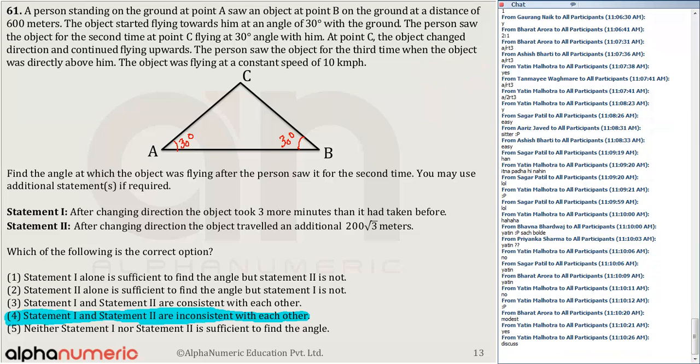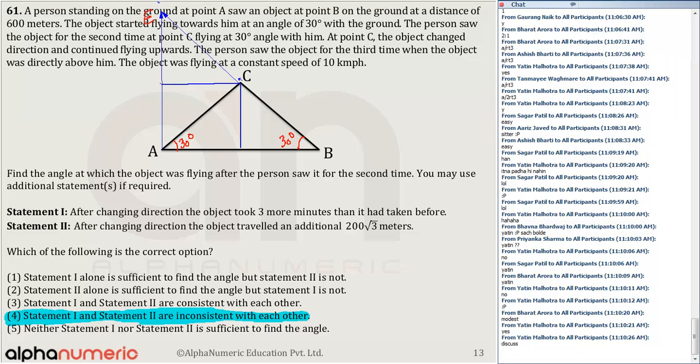The person saw the object for the third time. When the object was directly above him. Okay. When the object was directly above him. Okay. So I will say like this one. Okay. And then its direction change kar li thi. So angle thoda sa I'll say it change ho jayega. Alright. ओके. नाउ जस्ट सी ऑल ऑफ यू, एट पॉइंट सी द ऑब्जेक्ट चेंज डायरेक्शन एंड कंटिन्यू फ्लाइंग अपवर्ड्स. द पर्सन सॉ द ऑब्जेक्ट फॉर द थर्ड टाइम. ठीक है लेट्स से दिस थर्ड टाइम दिस इज पॉइंट ई.